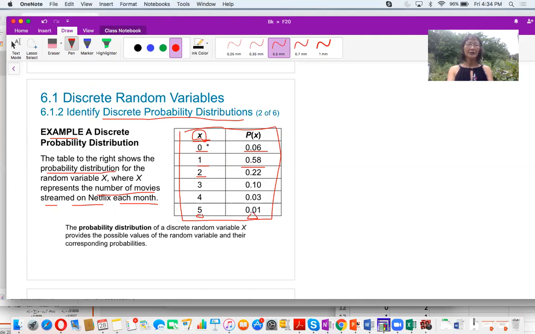And we call this table a discrete probability distribution table. Okay. So what is a probability distribution? It is the possible values of the random variable X and their corresponding probabilities.